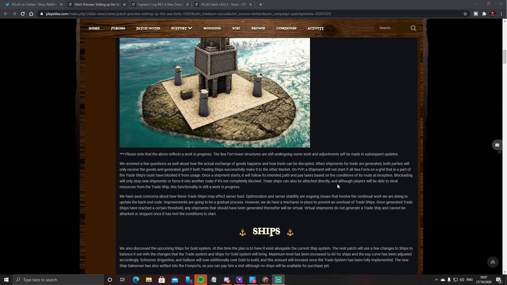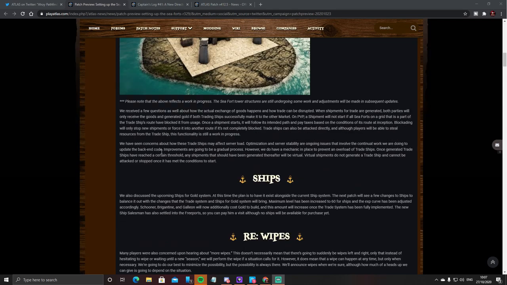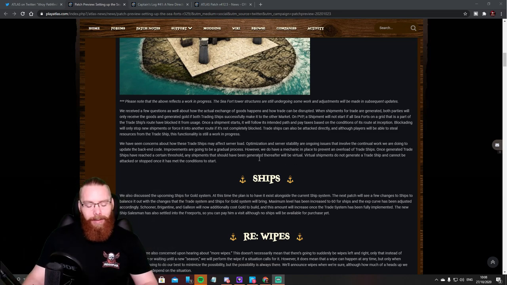Trade ships can also be attacked directly, and although players will be able to steal resources from the trade ship, this functionality is still a work in progress. We've seen concerns about how these trade ships may affect server load. Optimization and server stability are ongoing issues that involve the continual work we are doing to update the back-end code. Improvements are going to be a gradual process. However, we do have a mechanic in place to prevent an overload of trade ships. Once generated trade ships have reached a certain threshold, any shipments that should have been generated thereafter will be virtual. Virtual shipments do not generate a trade ship and cannot be attacked or stopped once they have met the conditions to start. This is very interesting, and I've seen someone mention a possible exploit for this.